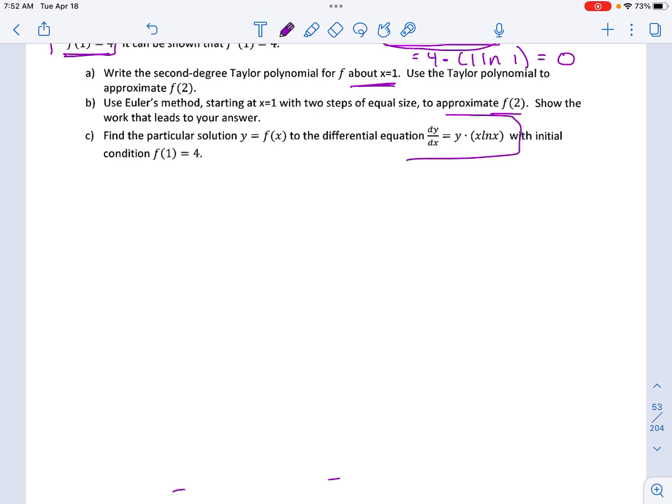So this is the equation. We want to get y's with the dy's, x's with the dx's. So my first step has to be this. Divide by y, and then I'm going to move the dx over here.